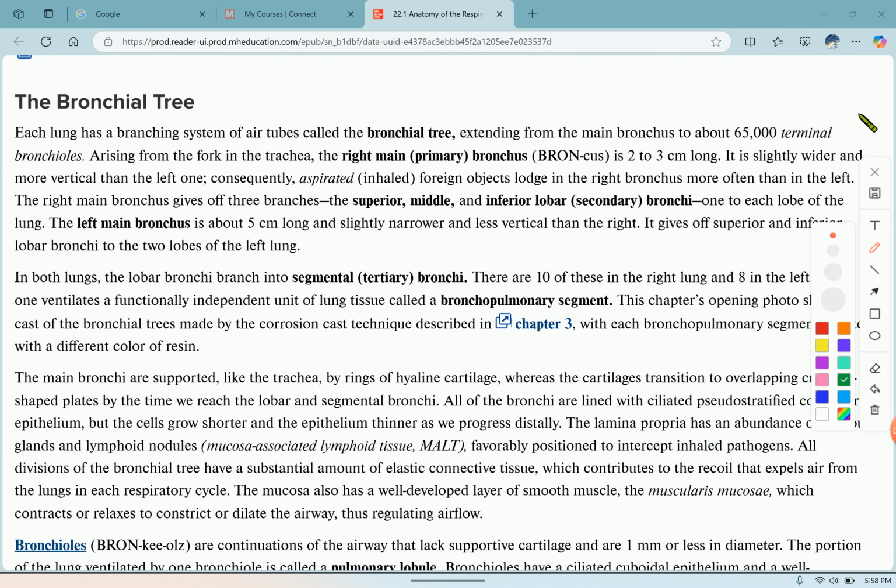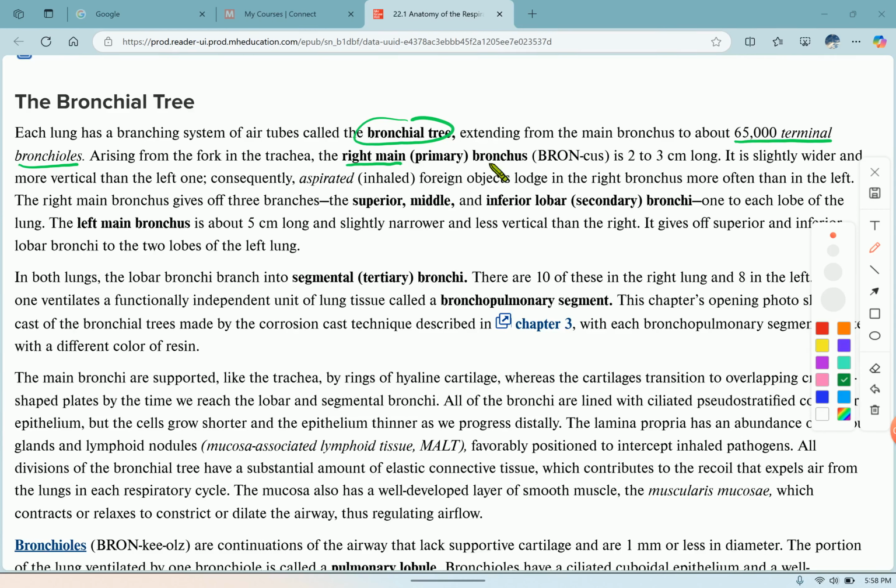Okay, the bronchial tree has about 65,000 terminal bronchioles. These are tubes that begin essentially in the trachea area, and they work their way all the way to the end. Some of the tubes in there are called the bronchioles. And this one shows the AKAs, right?